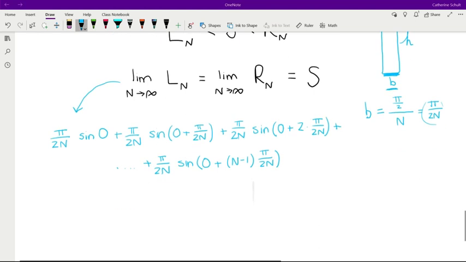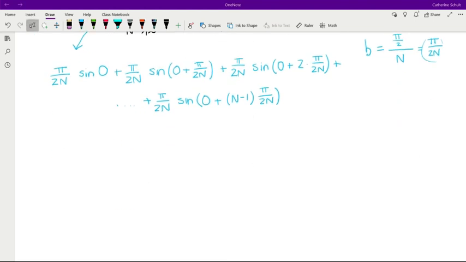Okay, so we have this pattern. There's definitely a pattern in this sum, right? The thing that's changing each time, the base stays the same. The thing that's changing is how many copies of the base, right? And it's very systematic. It goes 0 copies of the base, 1, then 2, then 3, then 4, then 5, all the way up to n minus 1. And so when we have patterns in sums, we can use summation notation.